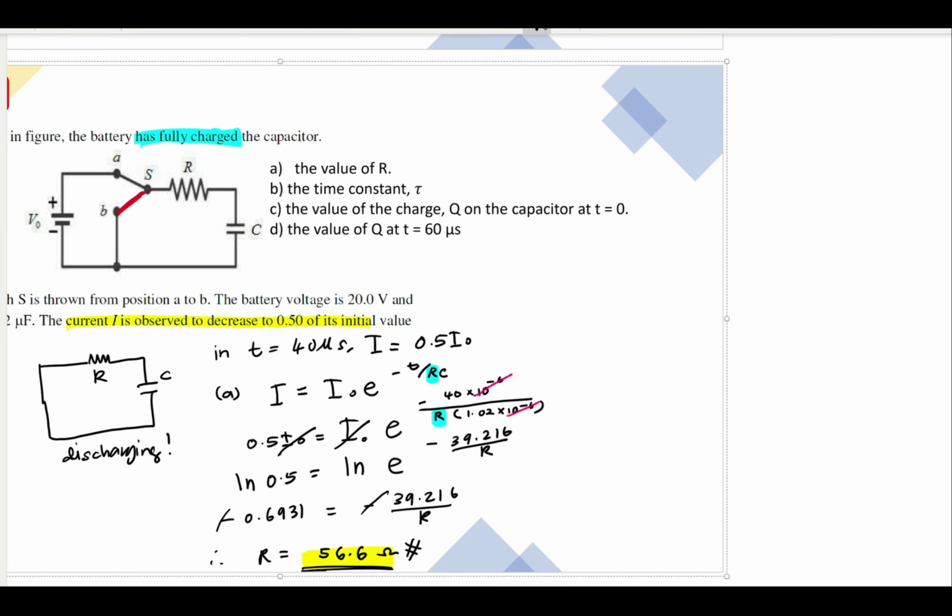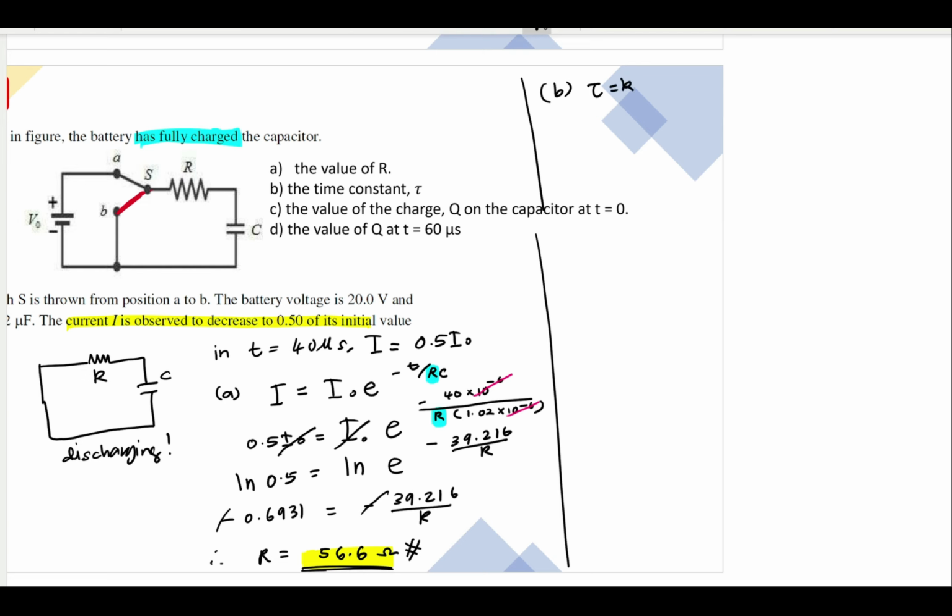And then B, we want to calculate the time constant. I will try to calculate here. Time constant is equal to RC, where R is equal to 56.6, we already calculate. So C is 1.02 exponent negative 6. And time constant is 5.8 times 10 power of negative 5 second. So ini jawapannya.